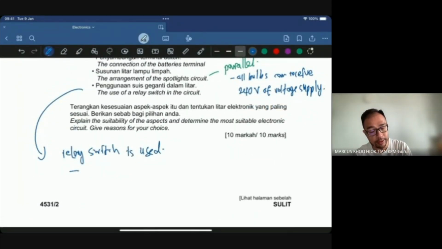And then the reason for this is to switch on the secondary circuit.